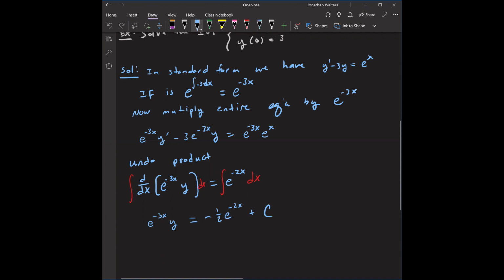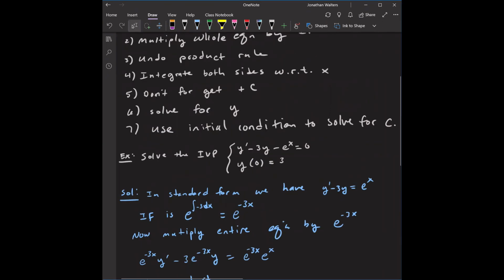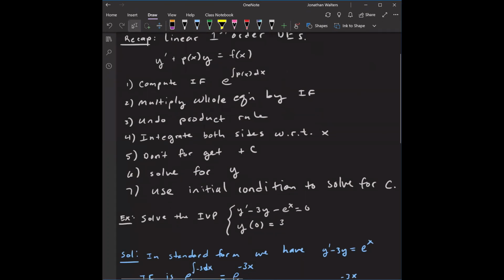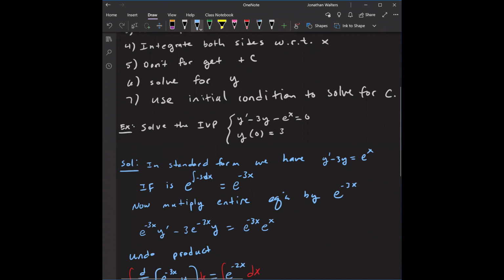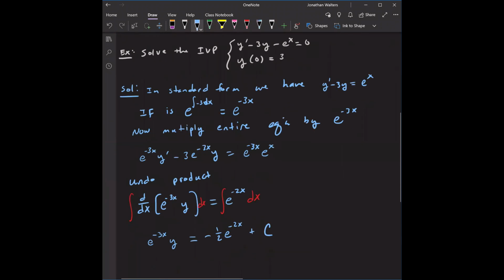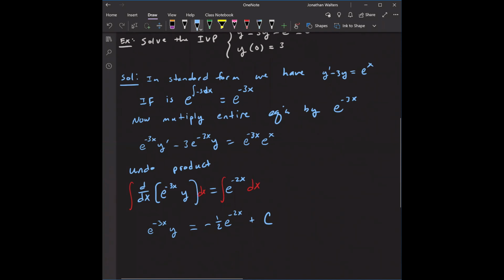Okay. How do we get the integrating factor? We get the integrating factor by taking e to the integral p of x dx, where p of x is whatever's multiplied by y. In this case, y is multiplied by -3. So we do e to the integral -3 dx.